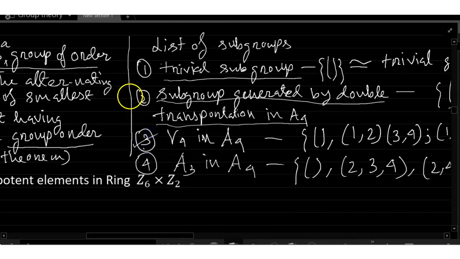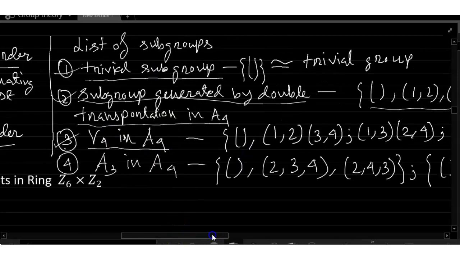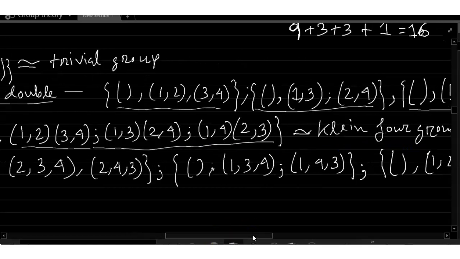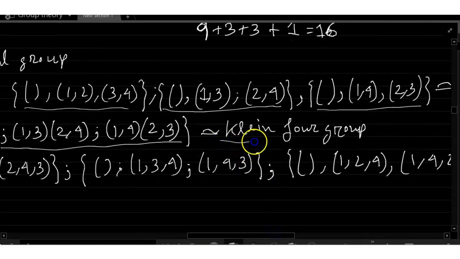Similarly, V4 in A4. That is (1 2)(3 4) and (1 3)(2 4). That is isomorphic to Klein 4 group.